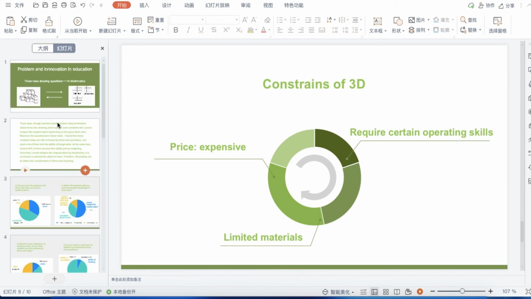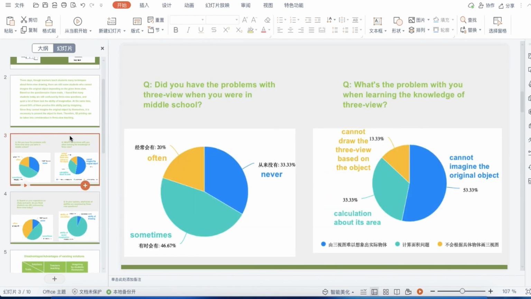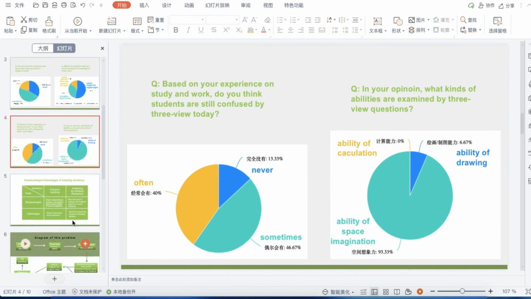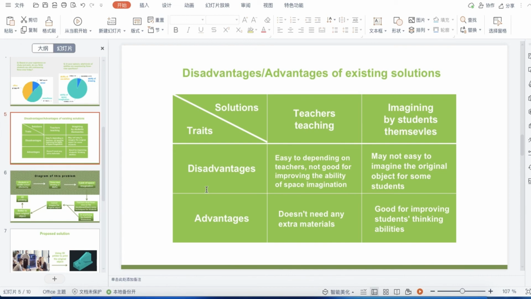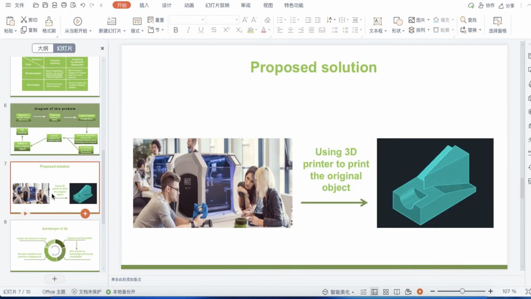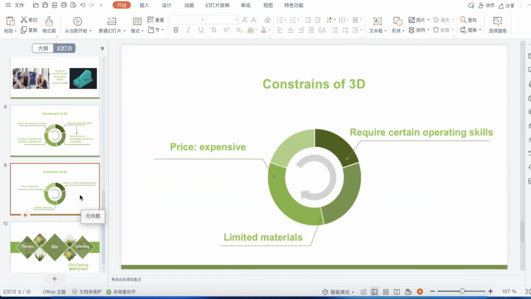So I have analyzed the background of this problem. I made a questionnaire and I showed the problems in my questionnaire to you. I also analyzed the existing solutions and their advantages and disadvantages. I've proposed my solution, which is a 3D printer. But it also has some constraints. In my opinion, if we solve those problems of a 3D printer, maybe we can use it in the future in middle school, which can contribute to the improvement of students' space imagination.